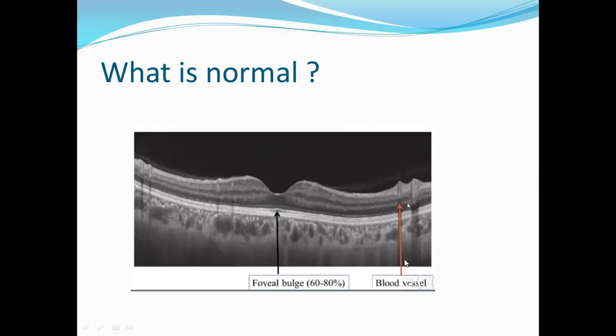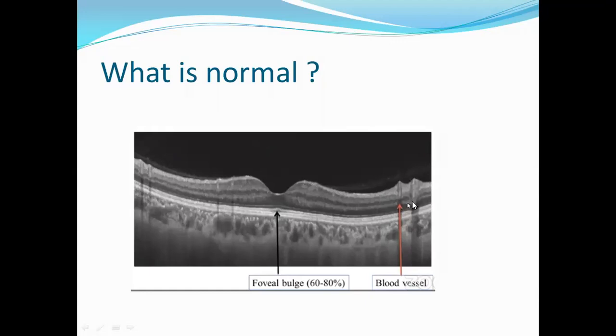Then coming on to this red arrow, these vertical or vertical oval structures with back shadowing are the cross section of blood vessels. So this is again normal. This is not a lesion.